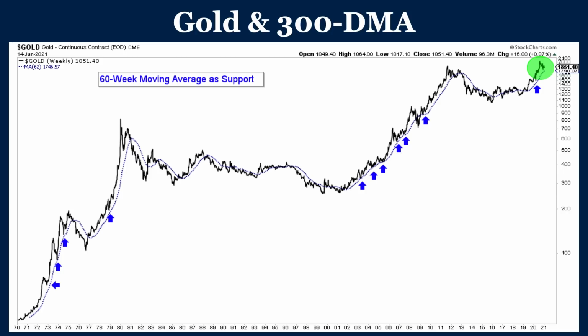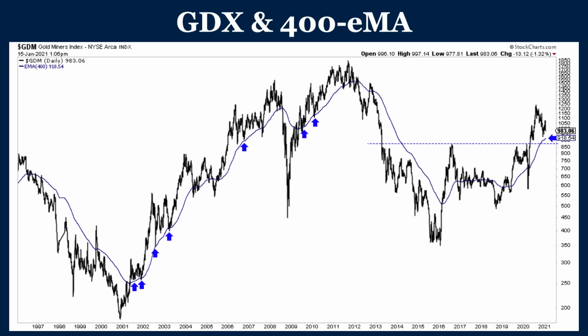And also looking more recently, the COVID spike low came pretty close to the 300-day moving average. So you can see that blue arrow that's most recent. So this moving average support is now about 1744, 1745. So key level to focus on for gold.